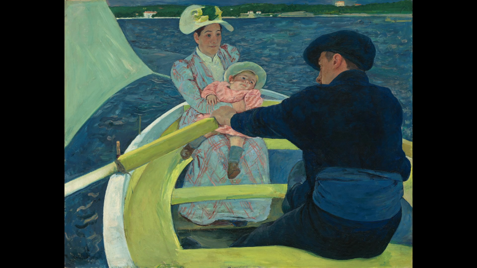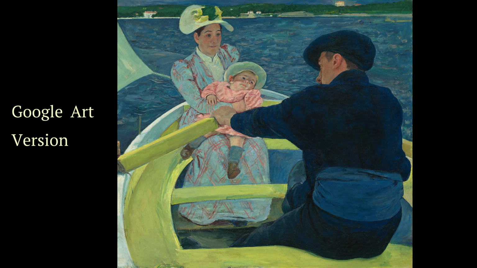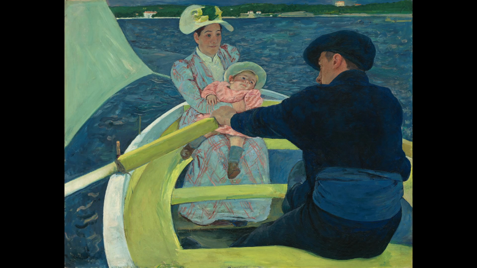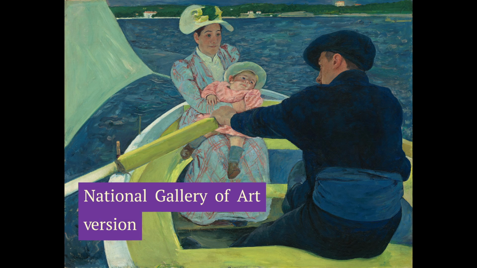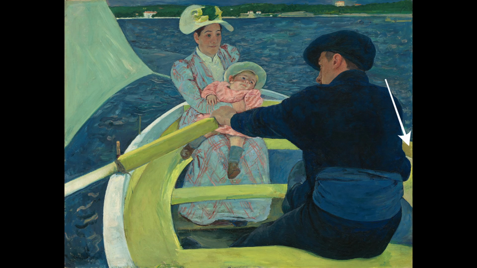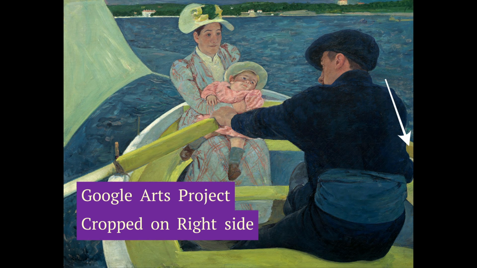There's one more detail that we haven't talked about yet, one more change to the work, but this time not a change that I've made. Since we're looking at this work online, we need to be attentive to the digital version of the painting that we're looking at. If we look at the painting on the National Gallery of Art's website, we can see here on the far side of the boatsman that we can also see the green of the boat. Whereas with the version from the Google Art Project, the painting has been cropped and we don't see that.